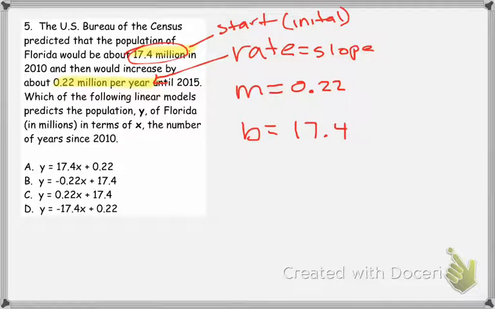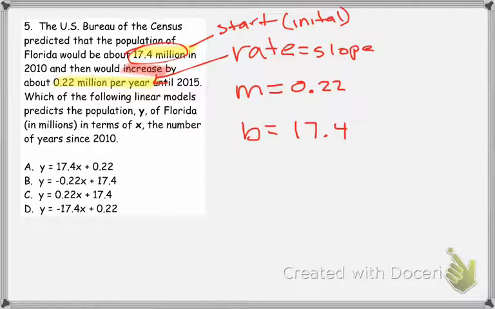Okay, so before we write our equation, here we have an interesting word right here: increased by about 0.22 million. So increase is positive, right? It's going up. So in this case, our slope is still going to be 0.22. But if it said decreased, if it said it was going down, then it would be negative 0.22. But in this case, since it's increasing, you're still doing positive.